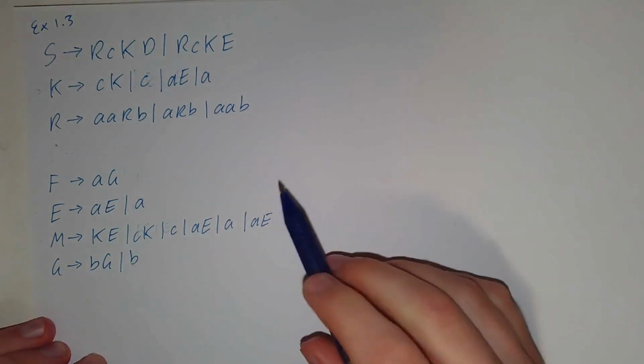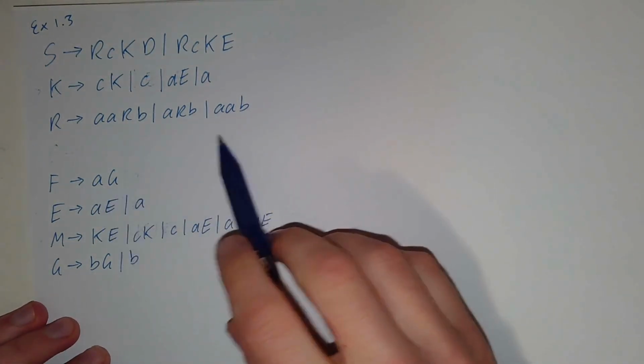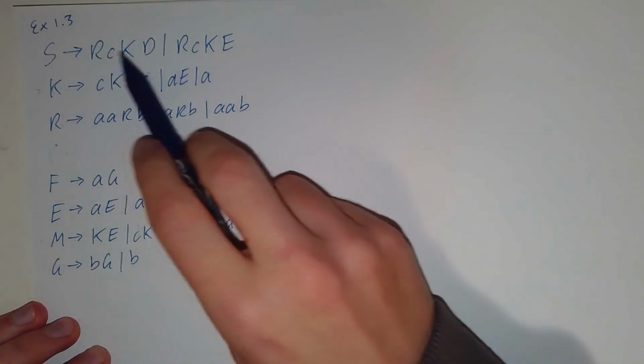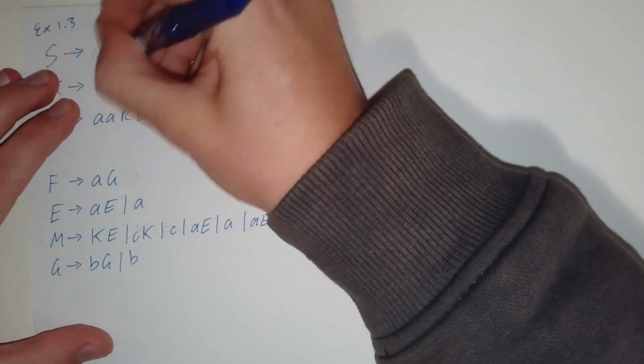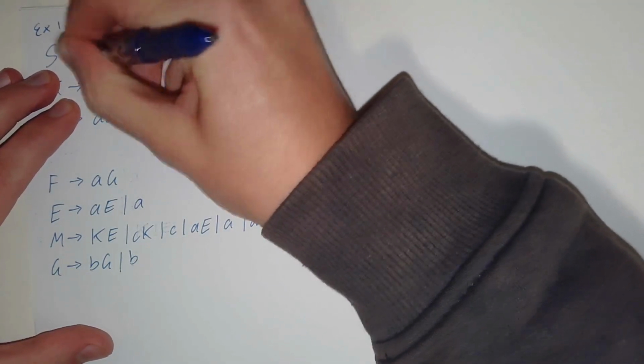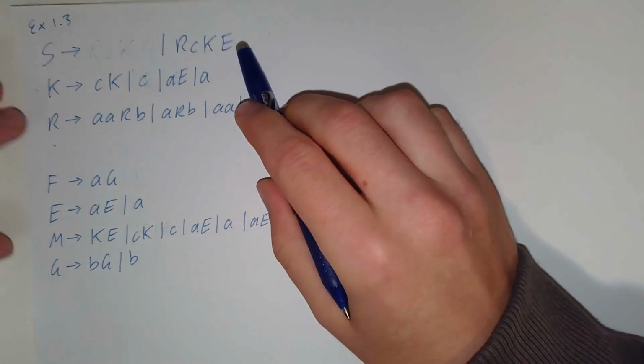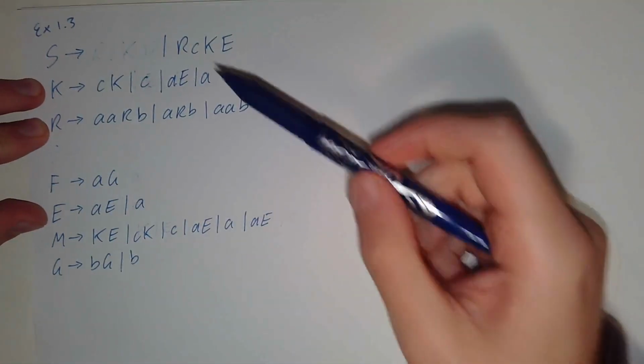Now that that's dealt with, we need to remove all the non-reachable symbols. So what's reachable? Well, S can go to RKD or RKE. Oh, there's a D there, we forgot to delete that, we'll delete that as well. There we go. So RKE, so this one, this one, this one are reachable.